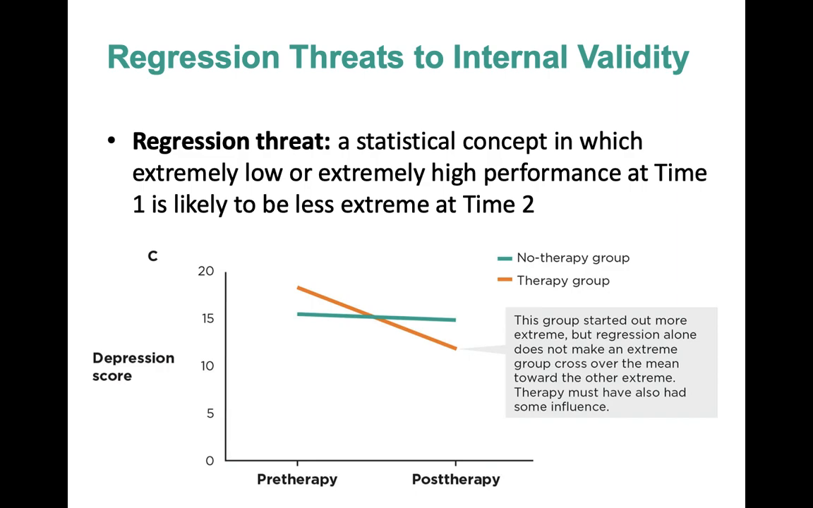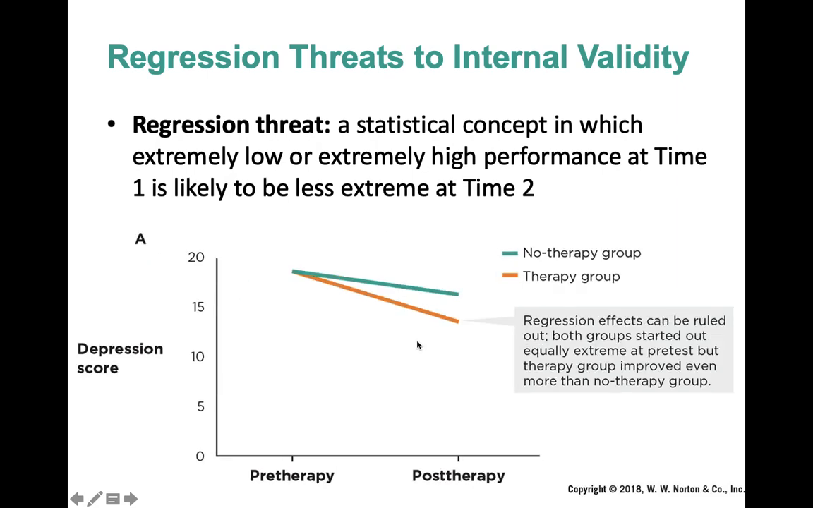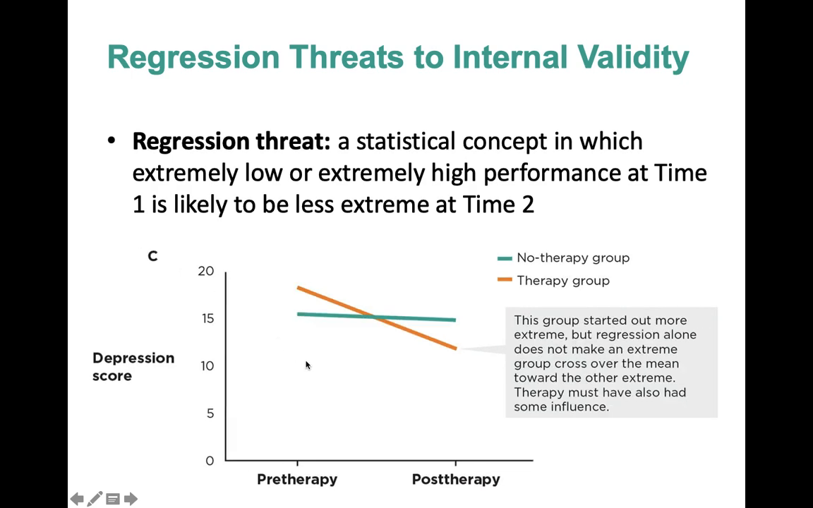So definitely take some time to review those graphs. This can be a difficult concept, but hopefully that makes sense, where in this first graph, which is B, I've gone a little bit out of order from the textbook, but it made sense to me to do it this way. Regression could have happened here. Regression can't account for the results in graph A or in graph C.